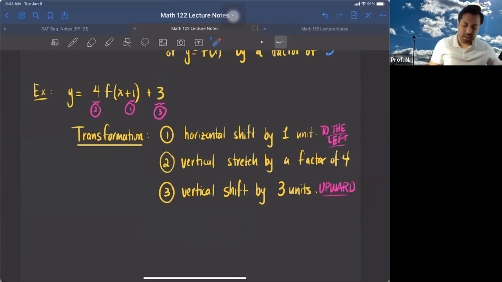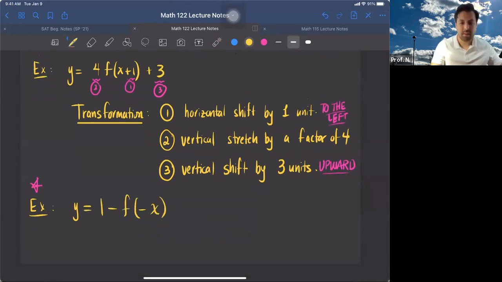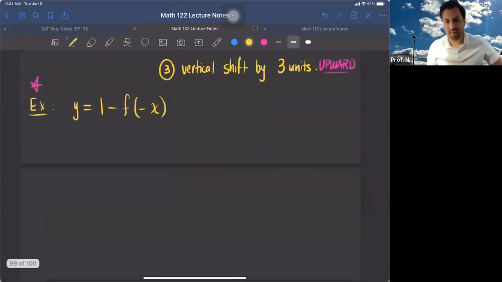So I guess one problem that will take care of that will be something like this. So this is where we have to be careful, okay? We have to be careful with this one. So when we have something like this, y equals 1 minus f of negative x. So be careful with this. This is something we have to be careful with.